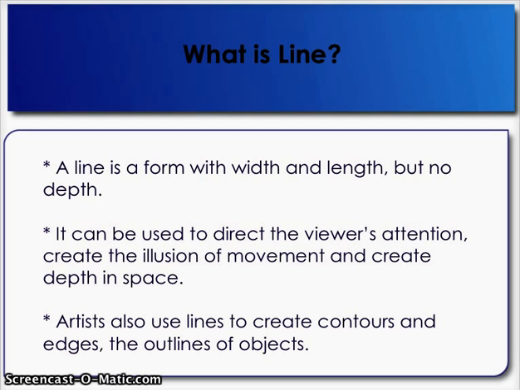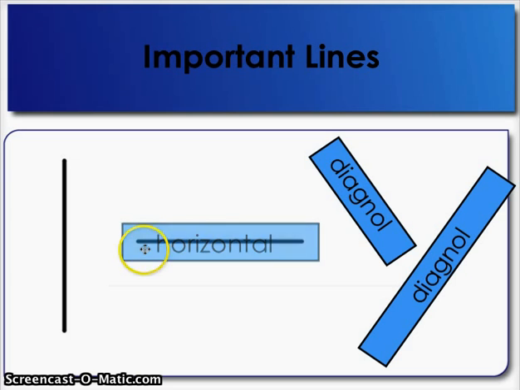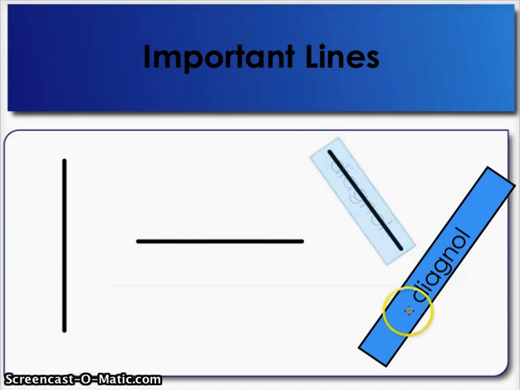What is line? A line is a form with width and length, but no depth. It can be used to direct the viewer's attention, create the illusion of movement, and create depth in space. Artists also use lines to create contours and edges, which are the outlines of objects. There are three main directions for lines: vertical, horizontal, and diagonal, which at times are referred to as oblique lines.